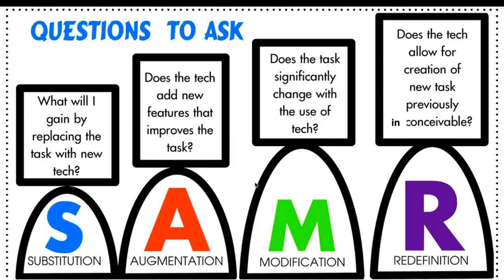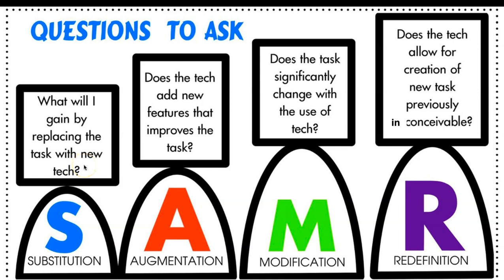When you're thinking about, say, a lesson plan or the use of a tool, and you're thinking to yourself, well, is this S, A, M, or R? This diagram I really love. It's a great way of asking one big question that figures out where you might fall. So, for example, what will I gain by replacing the task with new tech? If you have nothing to gain, then you probably shouldn't use the technology.